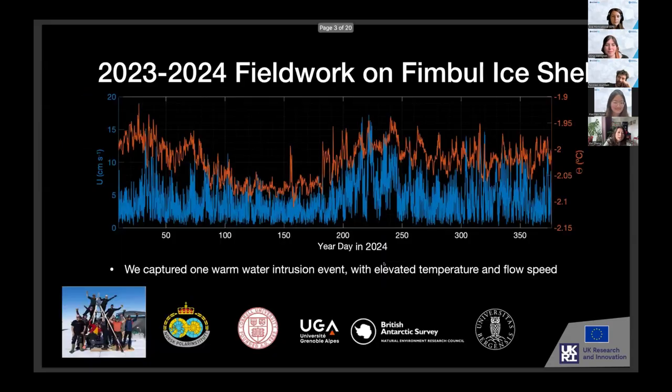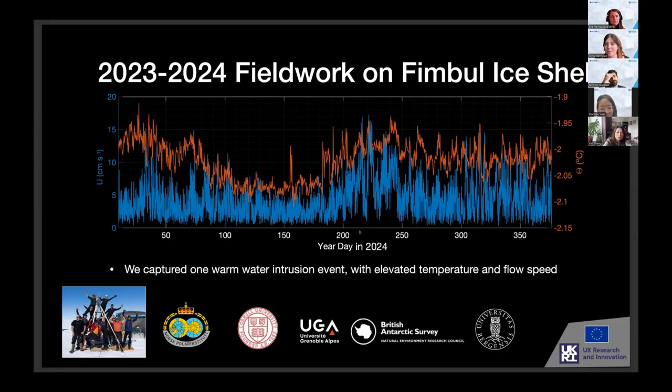So in the 2023 and 2024 field season on the Fimbul Ice Shelf, we observed those lines about 1 meter beneath the Fimbul Ice Shelf. This red one is the temperature beneath Fimbul Ice Shelf, and this blue one is the flow speed beneath Fimbul Ice Shelf. We can see that in this part, which is about August in 2024, we have a warm water intrusion in this place with elevated temperature and flow speed.